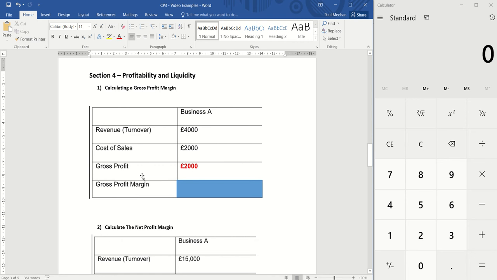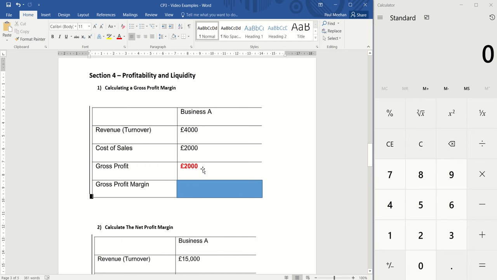We want to express that as a percentage though. So we want this thing called the gross profit margin, which is really just a percentage way of representing how much of this revenue is actually being kept as gross profit. Now, it's quite obvious that it's 50%. So 2,000 out of 4,000 is obviously going to be 50%.